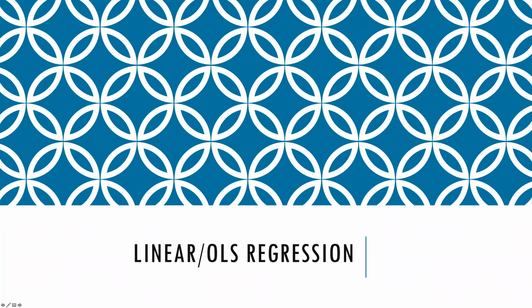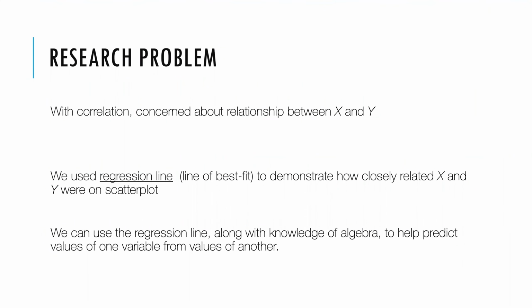Linear/ordinary least squares regression. With correlation, we were concerned with the relationship between X and Y. Is X related to Y? Is there an association between X and Y? You'll also remember that when we did the scatter plot, we used a line through all of those points to demonstrate how close those points were.